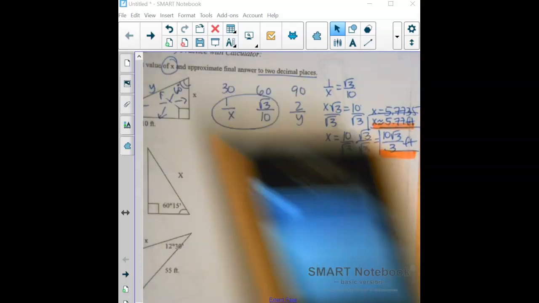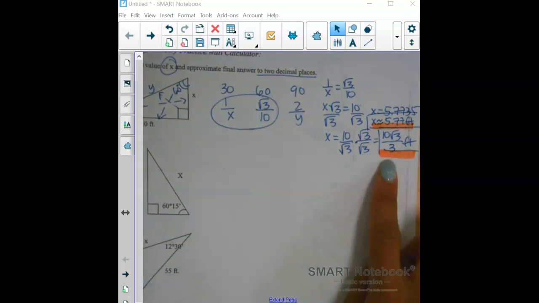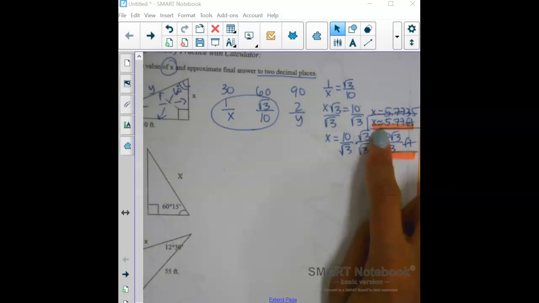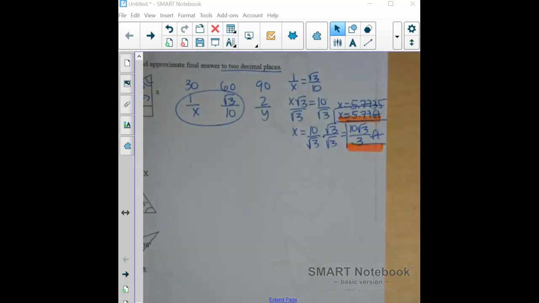So I wanted to show you guys how to rationalize it just in case you forgot, but from here on out, I'm going to be writing them in decimal form. So I wanted to show you how to get both answers.